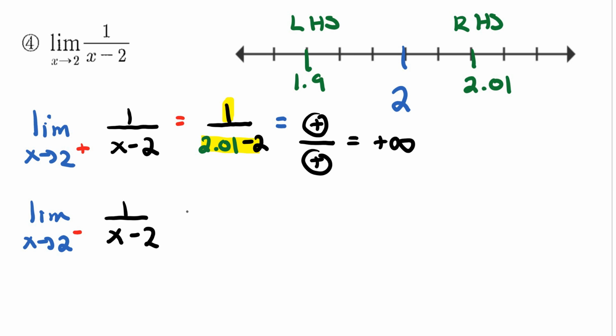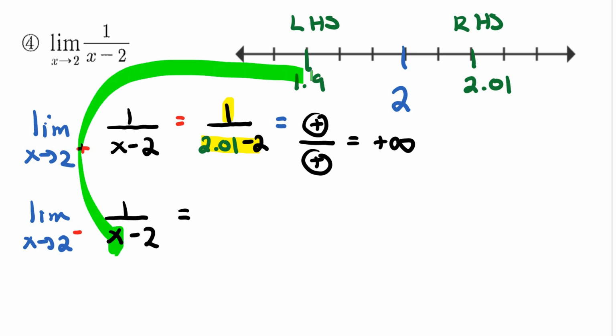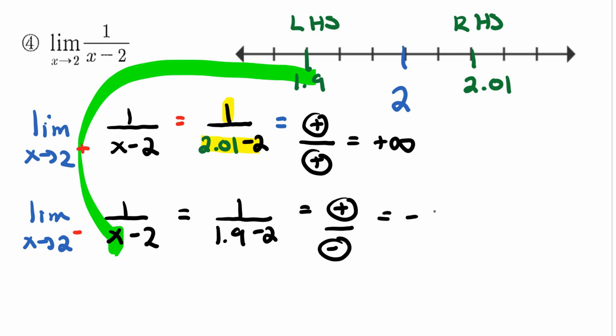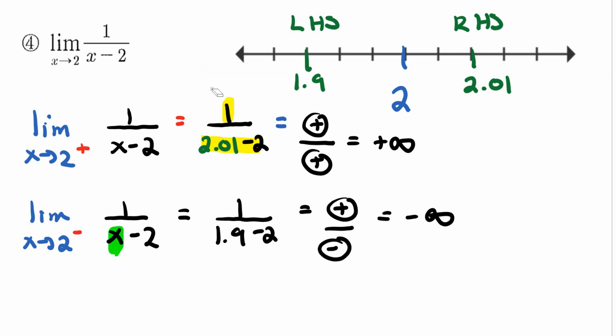Okay, now let's figure out the left-hand side. So this x is now going to be replaced with 1.9. So this will be 1 over 1.9 minus 2. This will be positive on the numerator and a negative sign on the denominator, so that we have negative infinity there. Okay, so we just discovered that the left-hand limit does not equal the right-hand limit, so that means the overall limit does not exist.